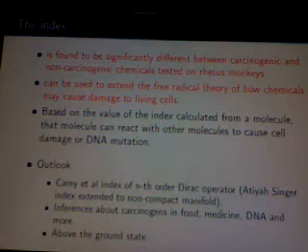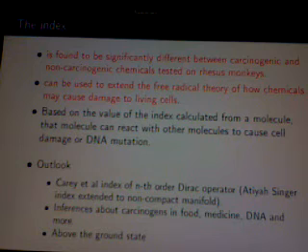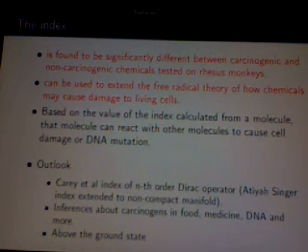So in summary, the index is found to be significantly different between carcinogenic and non-carcinogenic chemicals tested on rhesus monkeys. The index can be used to extend the free radical theory of how chemicals may cause damage to living cells. Based on the value of the index calculated from a molecule, more specifically if the index is 0, that molecule can react with other molecules to cause cell damage or DNA mutation. Thank you.